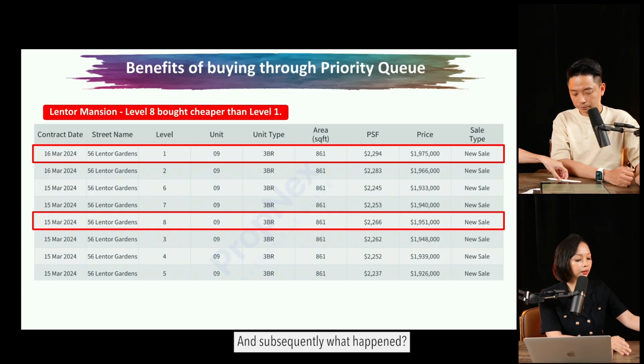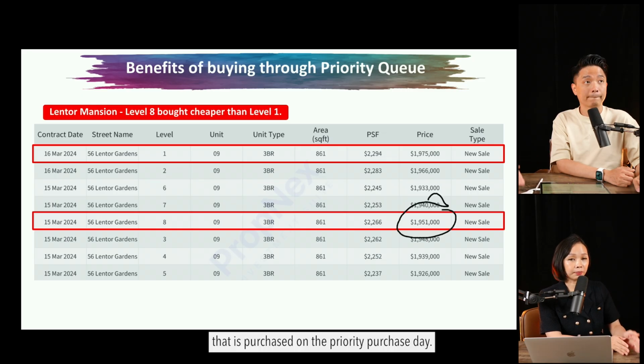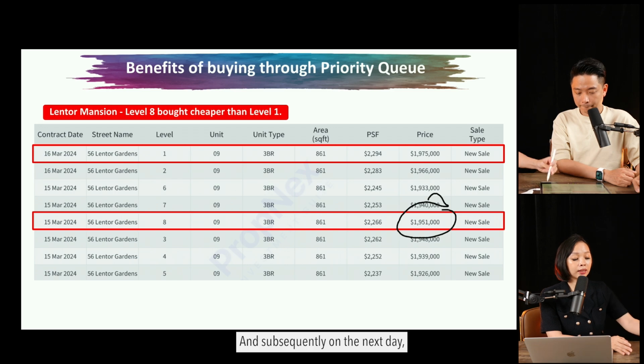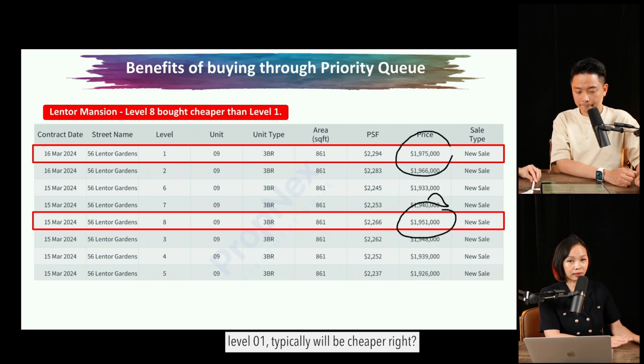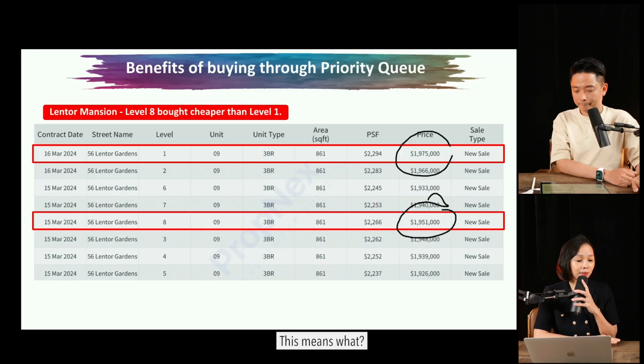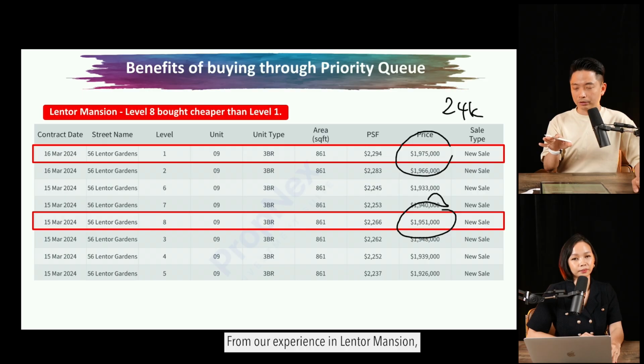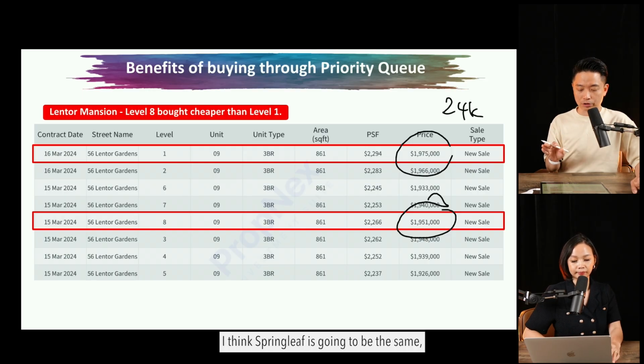Subsequently, you see this is the one purchased on the priority purchase day. On the next day, level 1 typically will be cheaper, right? But actually, it was sold more expensive. This means the developer increased the price by 24,000. From our experience in Langtor Mansion, I think Springleaf is going to be the same.